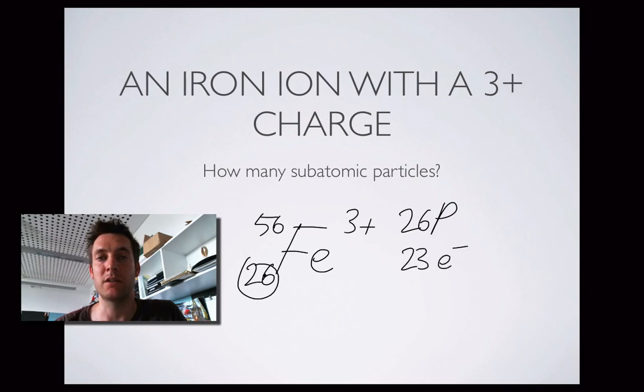And this number minus that number is always the number of neutrons. This number has got nothing to do with electrons, so it doesn't matter if electrons are lost or gained. It won't affect the number of neutrons, so if we take that away from that, we're left with 30 neutrons.